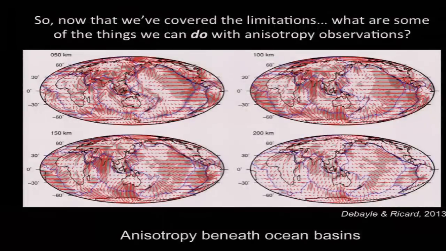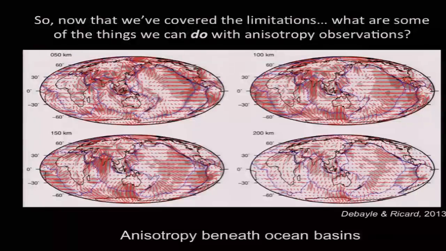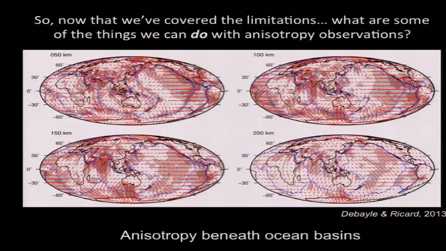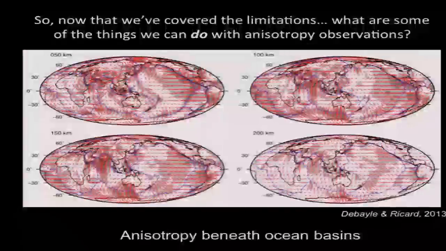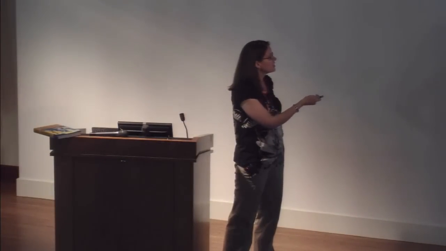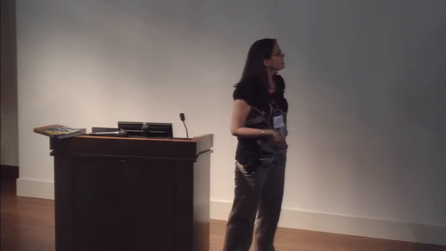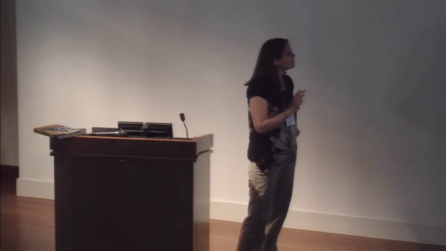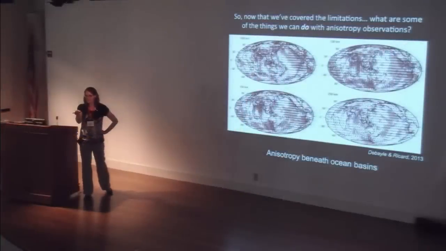This is their latest global model based on surface wave data for azimuthal anisotropy. It covers both oceans and continents, but in their interpretation they mostly focused on the ocean basins. Here you can see depth slices at 50 kilometers, 100, 150, and then going down to 200. This model displays a lot of the same features that we were discussing.